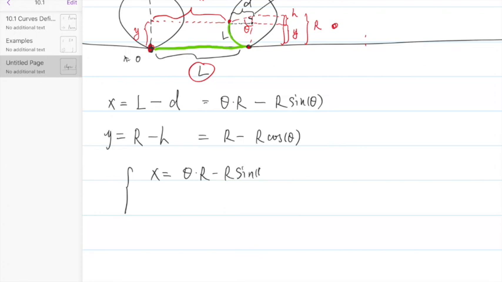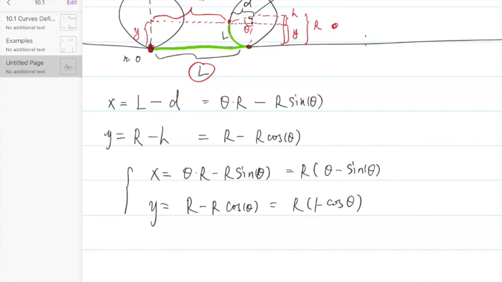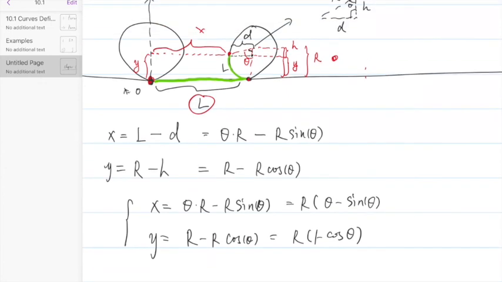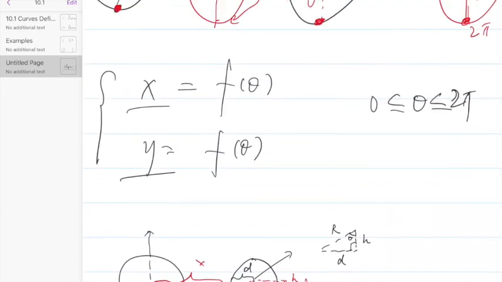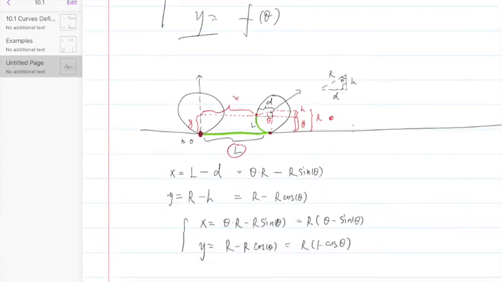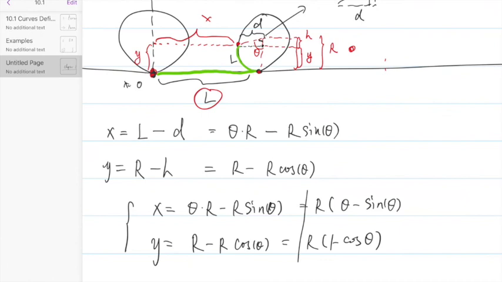And that's it. You have the formula. X equals theta times R minus R sine theta. Y equals R minus R cosine theta. For some people, they want to simplify it. So this gives you R times (theta minus sine theta), and this gives you R times (1 minus cosine theta). That is the formula of a cycloid. And all we need to do is draw this simple picture and do things with trigonometry, compared to a formula looking like the thing I just crossed out, which is basically impossible.